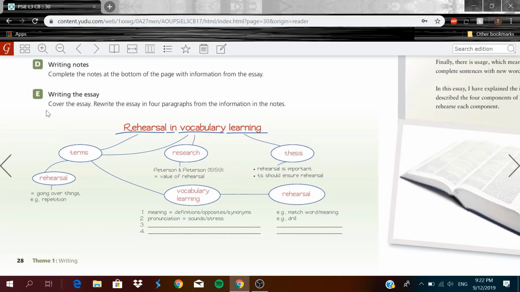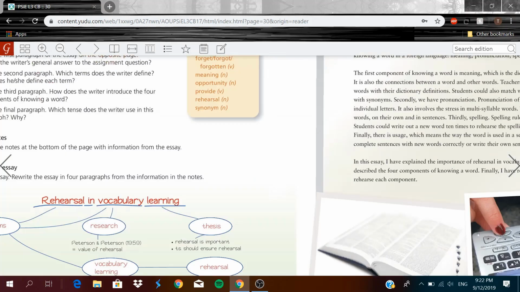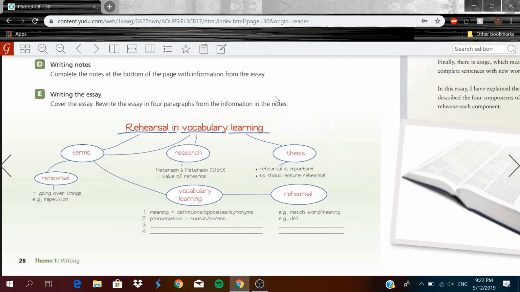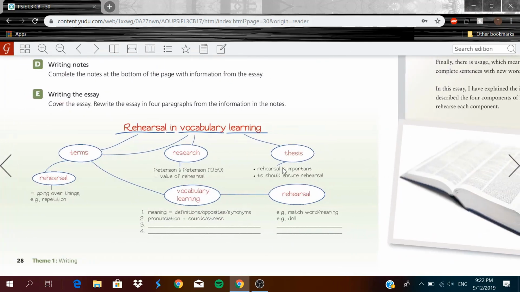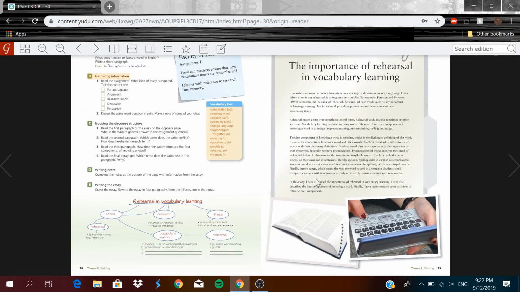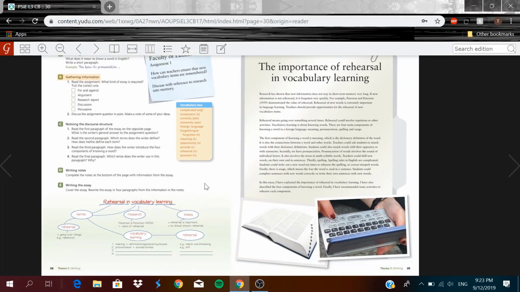Okay, now you guys are going to write that essay again, but you're going to rewrite the whole essay in 4 paragraphs from the information in the notes. So don't look at this, just based on the notes that you see on the information here, write an essay in 4 paragraphs. So shouldn't be too hard, you guys. Okay, so yeah, that was it. Now let's move on to the next page.